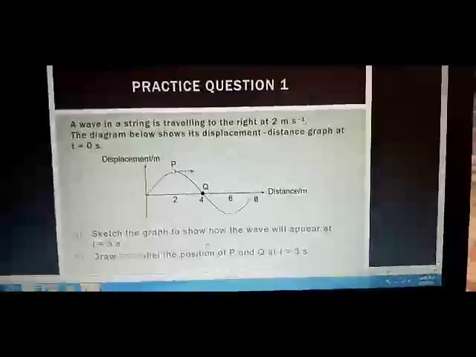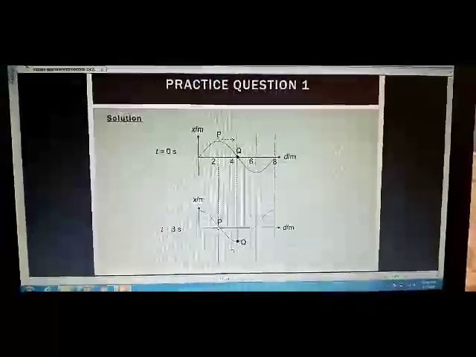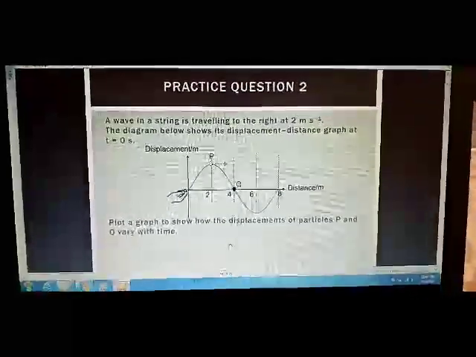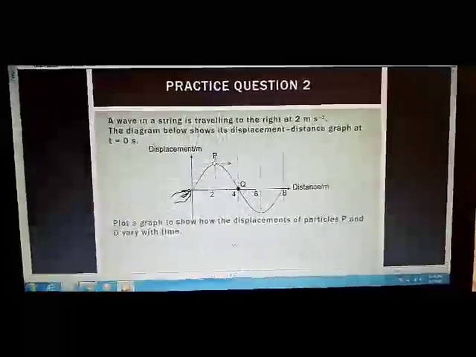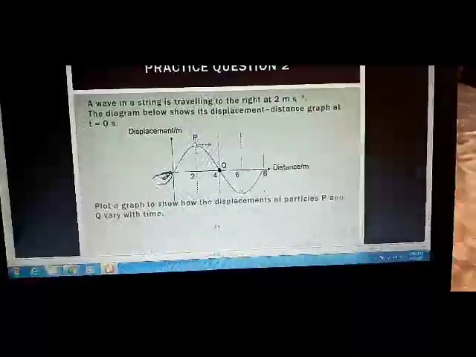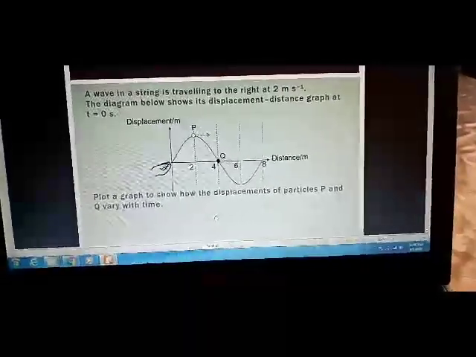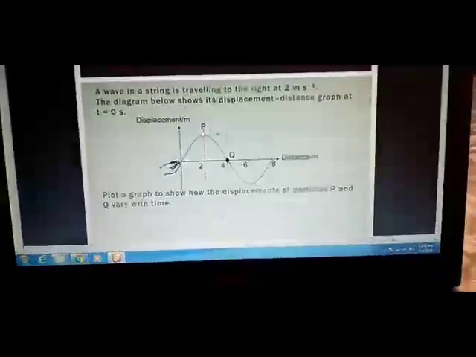They have given you speed, time. You have to draw and label the graph position of P and Q at T is equal to 3 seconds. There is another question given to you. A wave in a string is traveling to the right at 2 meters per second. The diagram below shows its displacement graph at T is equal to 0 seconds. You have to plot a graph to show how the displacement of particles P and Q vary with time. Now this is the question.